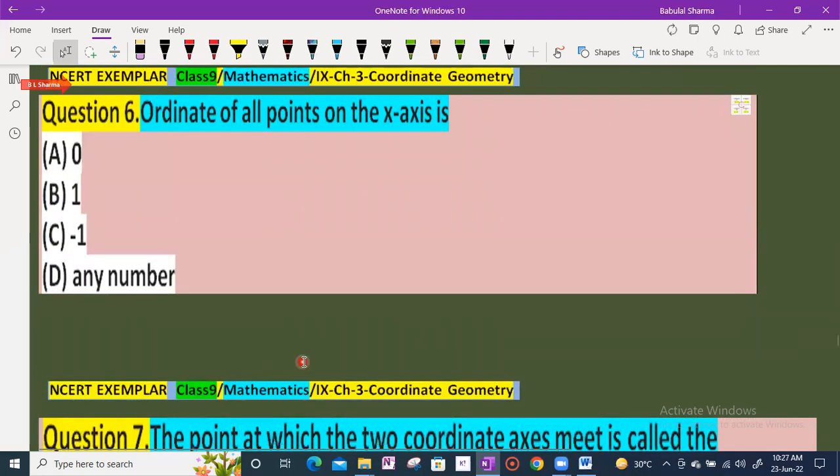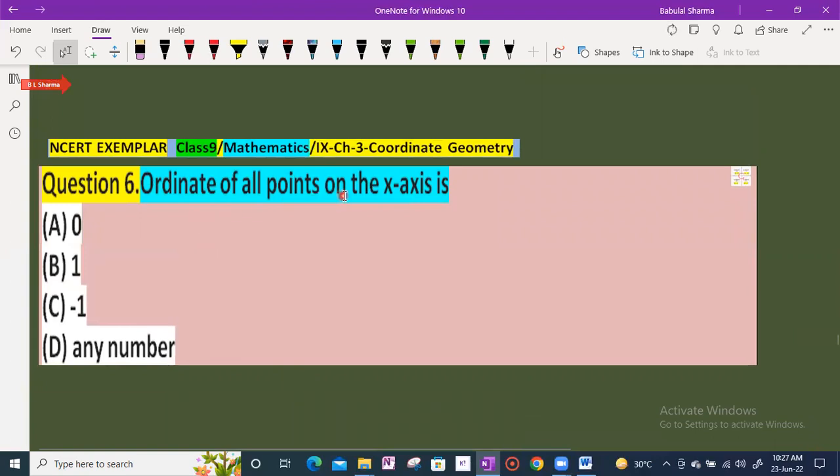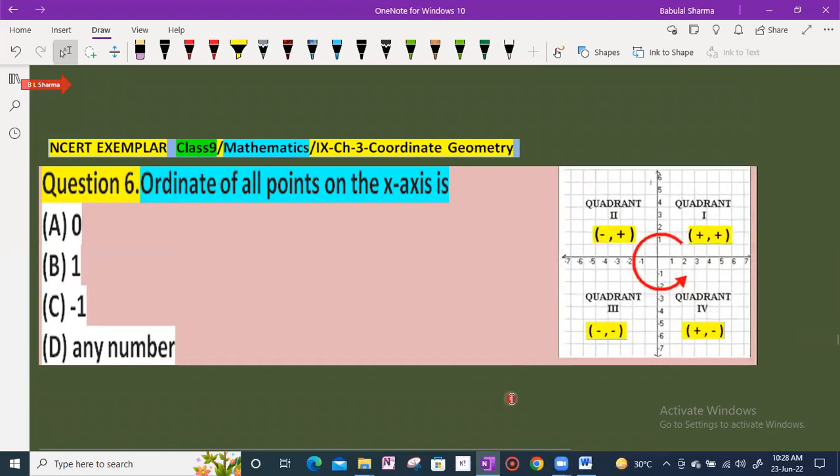Next question is on your screen. Ordinate of all the points on the x-axis. Ordinate means y coordinate. Y coordinate x axis पे क्या होगा? देखिए, as we already have discussed here, the y coordinate on the x axis is always 0, and the abscissa on y axis is always 0. So here ordinate पूछा है x axis पे, so that will be 0. So A is the correct option here.